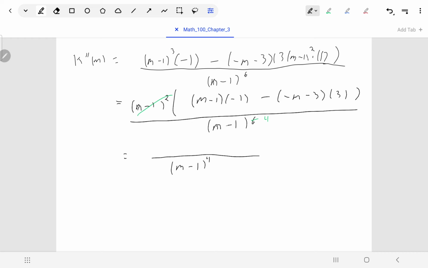And then just to clean things up here a little bit, if I were to expand the top, I would have a minus m and a plus 1. I would have a positive 3m. I would have a positive 9. Or in other words, I would get 2m plus 10 in the numerator.